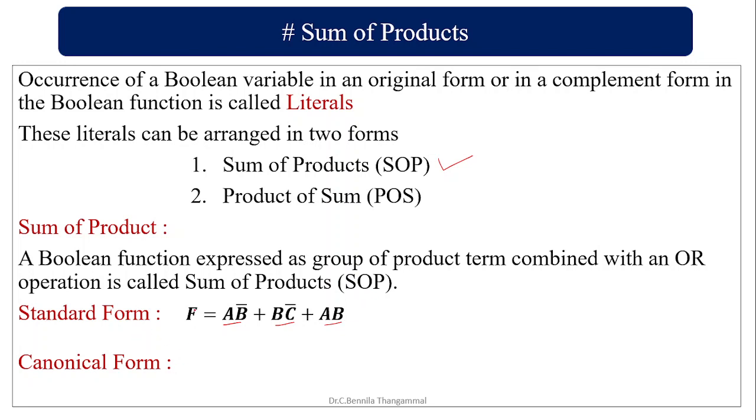In canonical form, each and every term should have all three variables, either in original form or in complement form. This is an example of the canonical form. Here I have three terms and each has three variables, so all three variables are present in each and every term, either in original or in complement form. This is your canonical form. Keep these two forms in mind. The canonical form can also be called the sum of min terms. So they may ask you to find the canonical form or the sum of min terms.